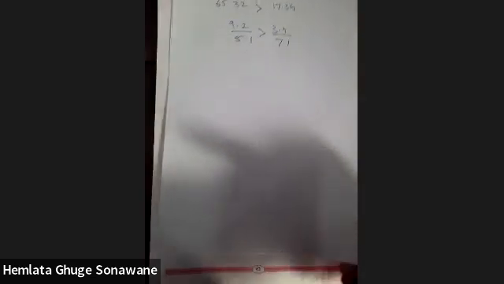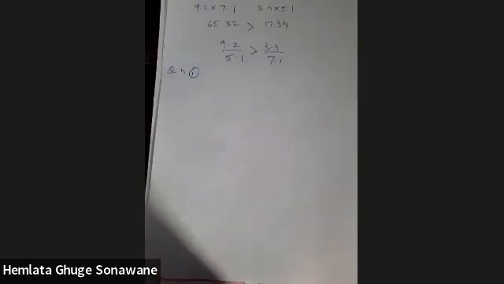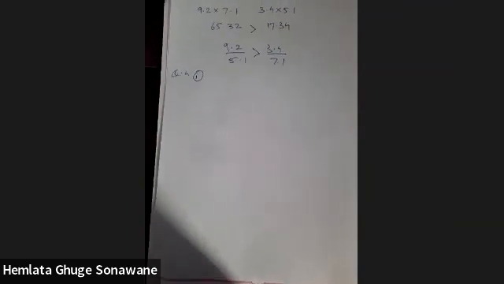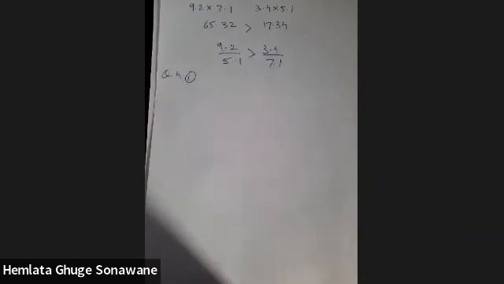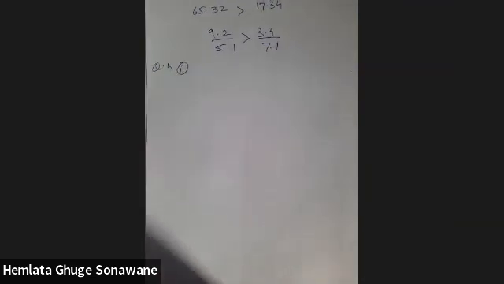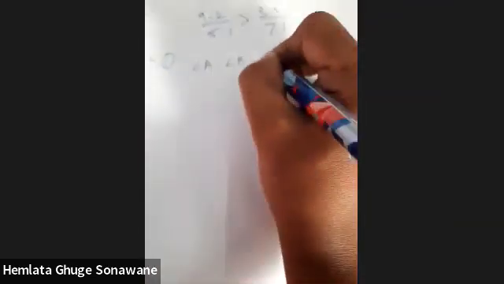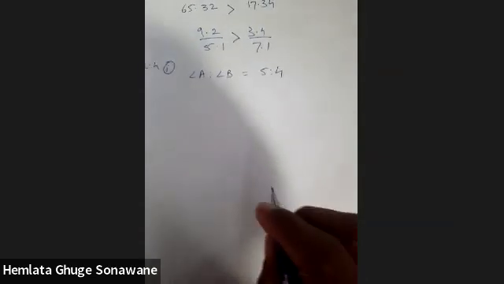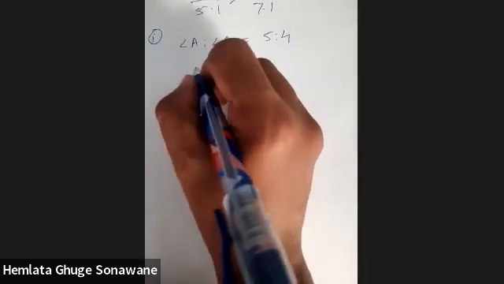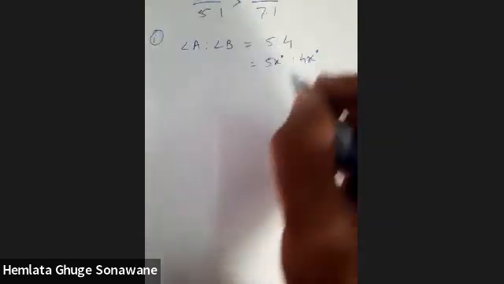We'll take the first example of the next question, that is question number 4. ABCD is a parallelogram. The ratio of angle A and angle B of this parallelogram is 5:4. Find the measure of angle B. Now what is given? Angle A and angle B is 5:4. Now we'll take a common multiple of the ratio, that is x. So it becomes 5x degree and 4x degree.